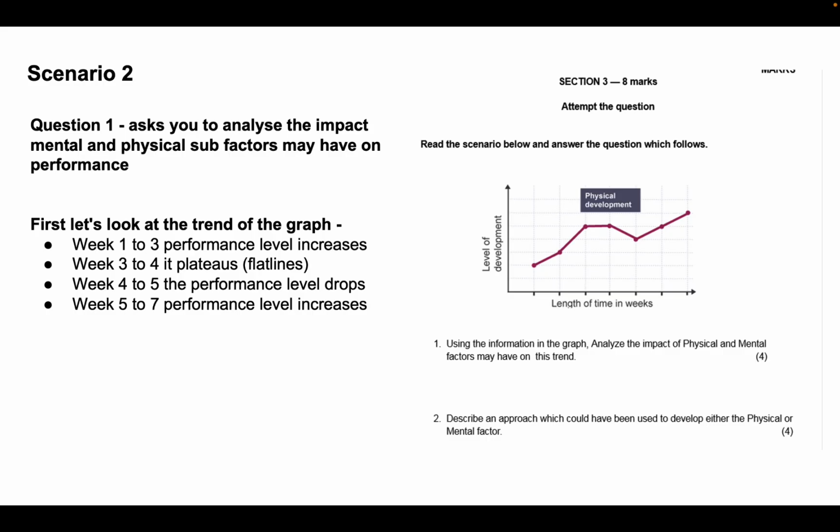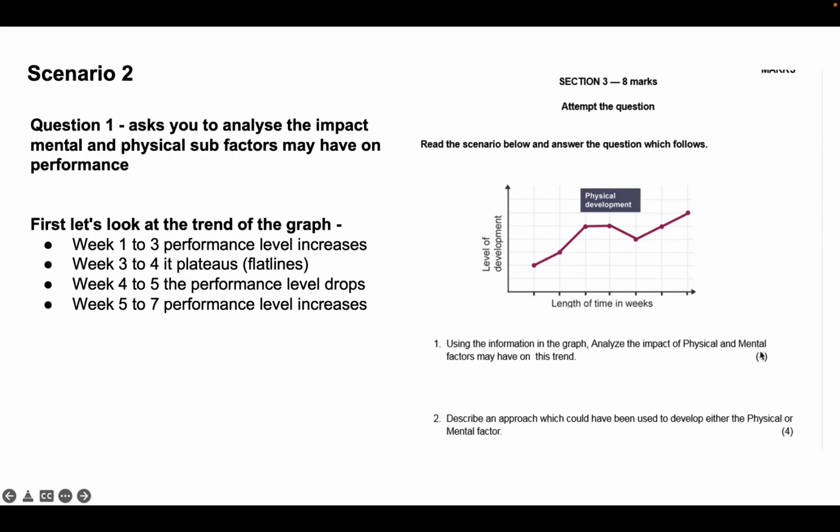Moving on now to our second scenario. On the right hand side here we can see a graph which shows the level of development on the y-axis, and on the x-axis again it shows the length of time in weeks. The graph shows us the physical development of a performer. The first question is the one that we're going to look at here. Using the information in the graph, analyse the impact physical and mental factors may have on this trend.